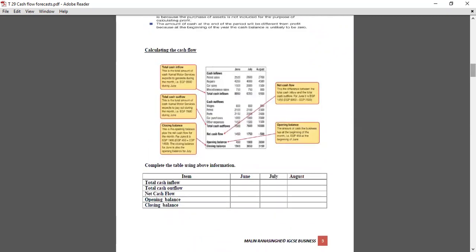So there's a small homework now. By using this example, please fill in this table. You can write down the total values. What are the cash inflows? What are the cash outflows? What is the net cash flow? What is the opening balance? And what is the closing balance? This is a summary of the headings. So I think you can fill it in your own way as a homework question.